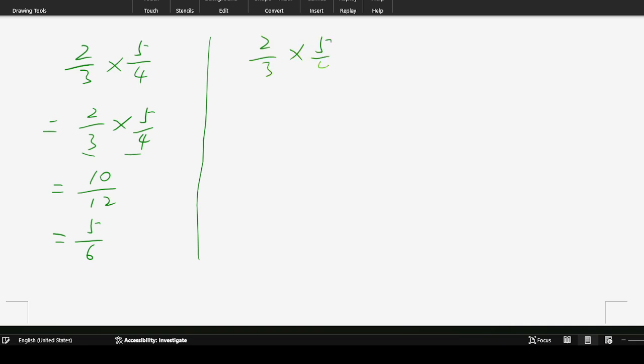Copy 2/3 times 5/4. Then divide by 2, since they have common factor 2. Divide 2 here. Now the next step: numerator times numerator, denominator times denominator. 1 times 5 over 3 times 2 is 5/6. Easy.